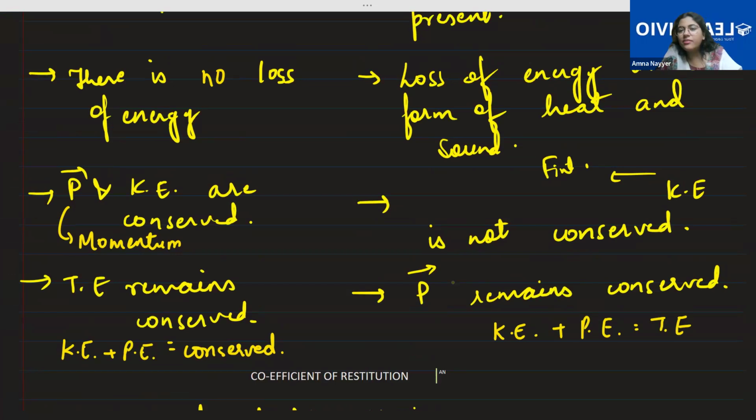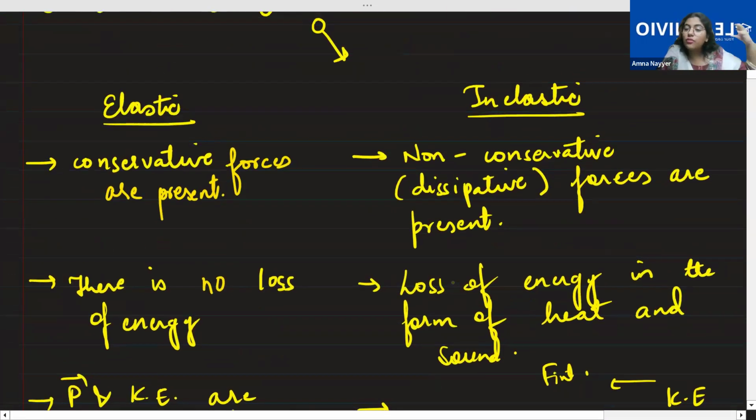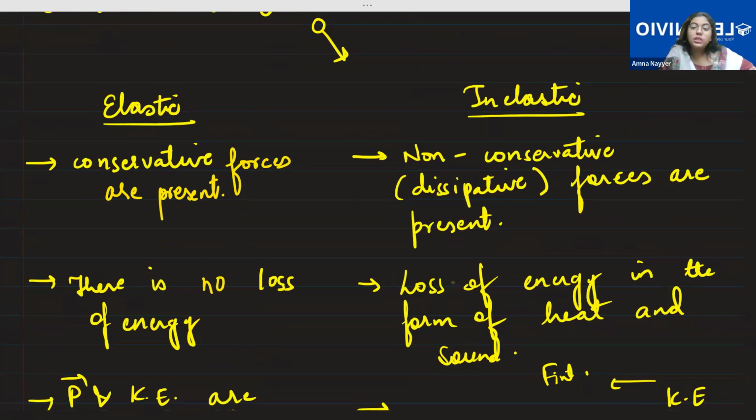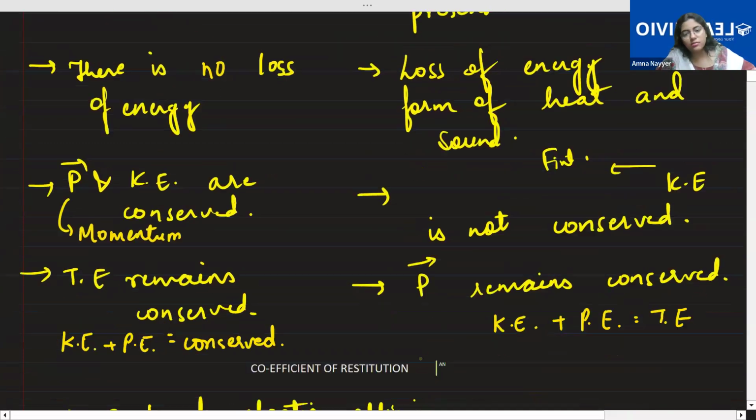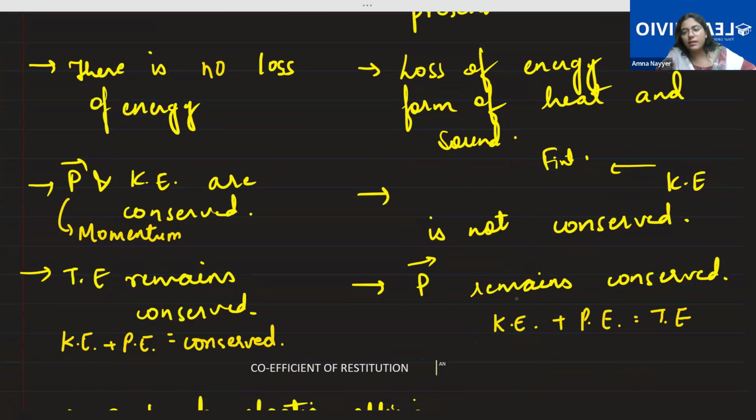And why do we have loss of energy? Because of the fundamental concept of conservative and non-conservative forces. So these points should be completely clear. Conservative forces are present in elastic, non-conservative in inelastic. No loss of energy in elastic, loss of energy in inelastic. Momentum, this P is momentum: momentum and kinetic energy are both conserved in elastic, but in inelastic kinetic energy isn't conserved while momentum remains conserved. Total energy remains conserved in elastic, here it is impacted.